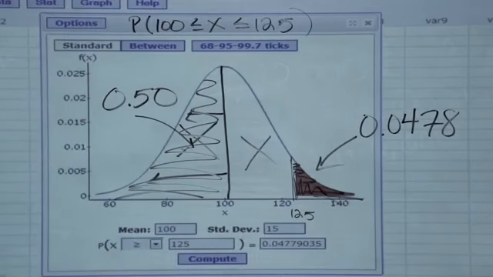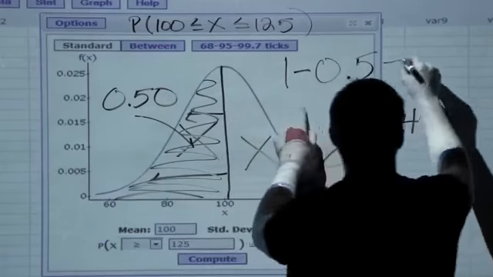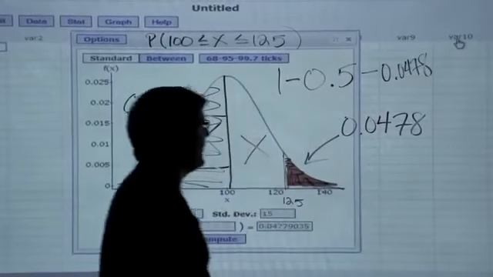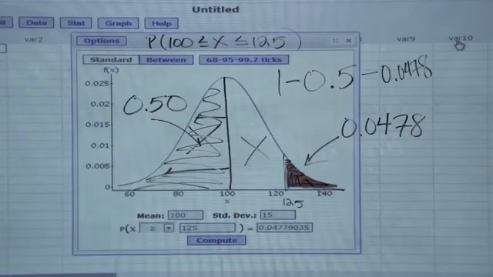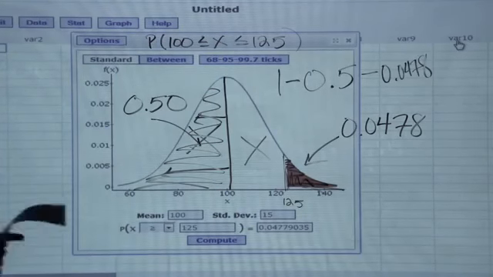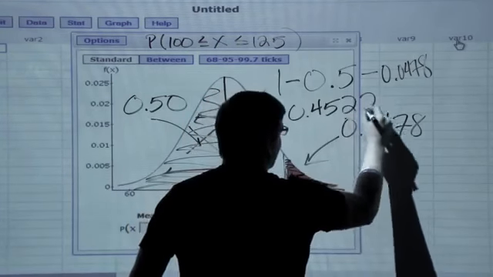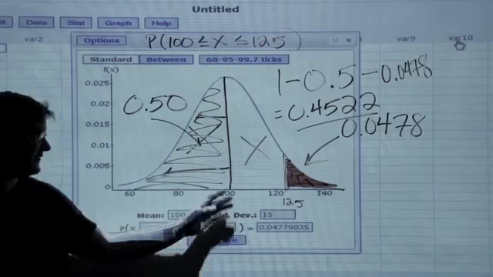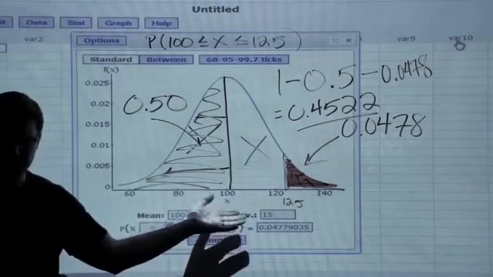Okay? And so if it has to add up to 1 or 100%, you just take 1 total, subtract off the stuff in the left tail, minus 0.5. Subtract off the stuff in the right tail, minus 0.0478. And you'll be left with the piece labeled with the X. Definitely the longer way to do it. So the area in between, that's about 0.4522. And so we could interpret that as there's a 45.22% chance that anybody selected at random has an IQ in between those two boundaries.